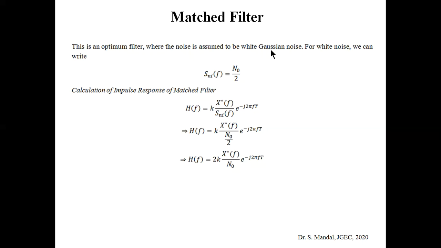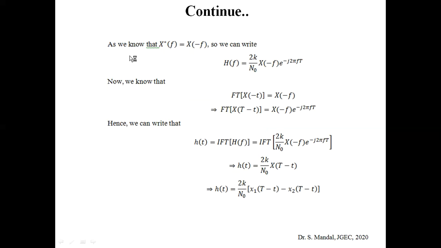So we know the transfer function for an optimum filter can be written as H(f) equal to k into X star f by Sn(f) into e to the power minus j2 pi fT. If we substitute the value of Sn(f) as N0 by 2, we get k into X star f by N0 by 2 into e to the power minus j2 pi fT. So ultimately we can write H(f) equal to 2k into X star f by N0 into e to the power minus j2 pi fT. Fine. And now we know that X star f, the complex conjugate of X(f), is nothing but X(minus f). So you can write H(f) equal to 2k by N0 X(minus f) e to the power minus j2 pi fT.